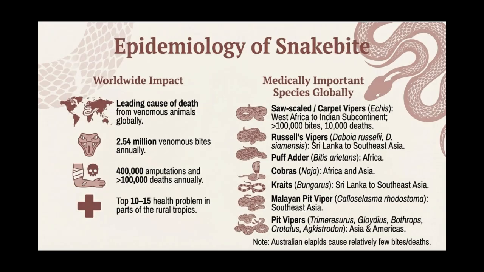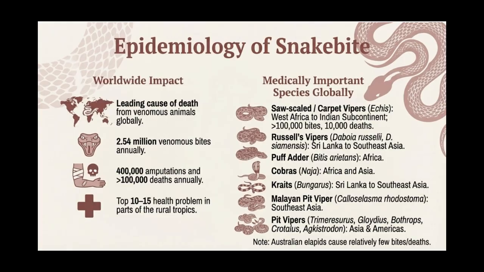Medically important snake species globally include several groups responsible for a high number of bites and fatalities each year. Saw-scaled or carpet vipers, belonging to the genus Echis, are found from West Africa across the Indian subcontinent and are estimated to cause over 100,000 bites and approximately 10,000 deaths annually. Russell's vipers, which include Daboia russelii and Daboia siamensis, are distributed from Sri Lanka throughout Southeast Asia. The puff adder and related species are common in many parts of Africa.